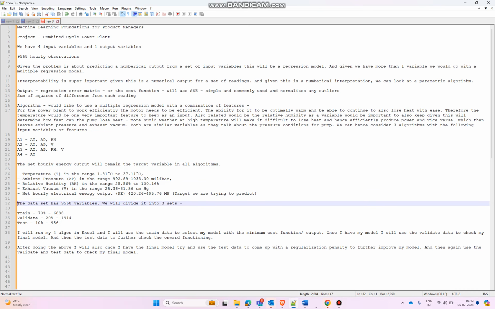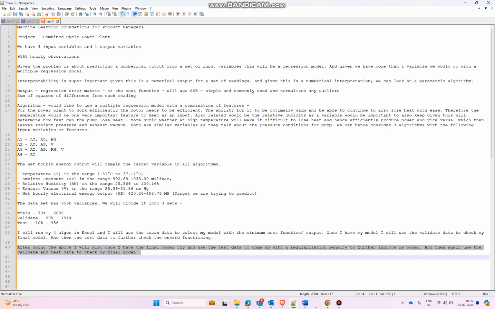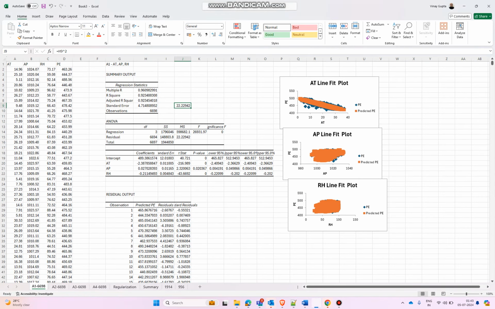The data set has 9,568 observations. What I did is divide it into three sets. A training set of 6,698, where we'll run all the algorithms and see which one is the best based on our minimum cost function. Then validate with the 20% data set of roughly 1,900 readings and then test it with 10% readings, 956. I'm going to use Excel to run my four algorithms, come up with a final model, and test the data. I'll also try to talk a bit about the regularization penalty and how to calculate it. It may not be possible for me to do it in Excel, but I'll try and see what I can do. So I've already set it up in Excel.